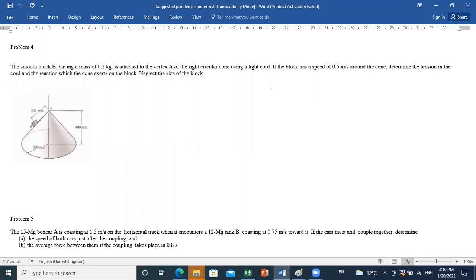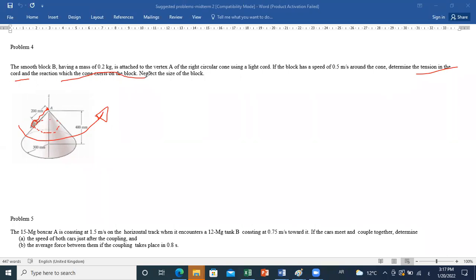So in this problem, you have a block attached to a cord to point A. And you have a cone having a revolution around a vertical axis. So this will give your block a circular motion. Your block will move around a circle. And the question is to find the tension developed in the cable and the reaction of the cone on the block. So whenever you have to calculate forces, of course, you will think about Newton's law.